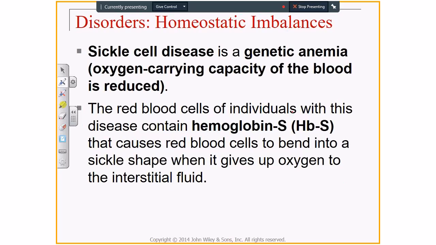All right, so let's look at some blood disorders. Blood disorders include things like sickle cell disease. It's a genetic anemia, which is the failure of oxygen carrying capacity of the blood. And they contain something called hemoglobin S that causes the red blood cells to bend into a sickle shape when it gives up the oxygen to the interstitial fluid. This is a change in 2 amino acids.